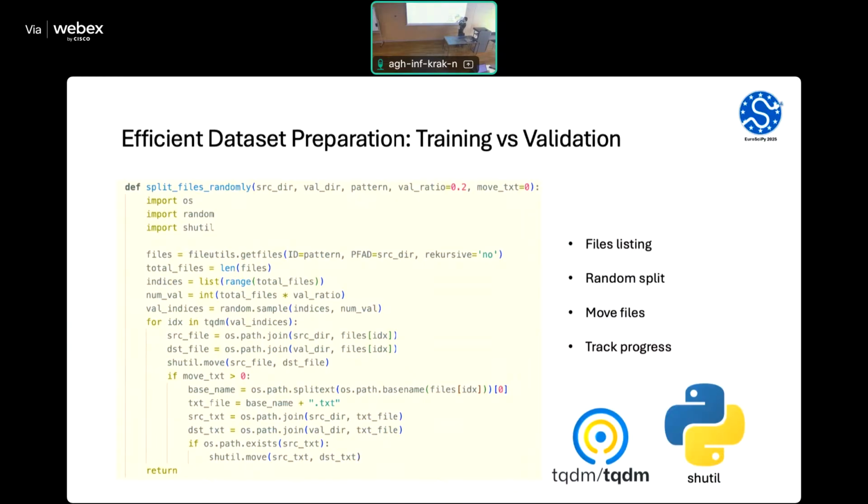Once you have done that, you do an efficient data set preparation, which is training versus validation. So you get your tiles, you name your tiles, you name your files, and then you split them depending on your validation ratio. We're using 80-20 here, so using this percentage, we can divide our tiles and move the tiles along with the corresponding bounding boxes or your ground truth into separate folders for training and validation.